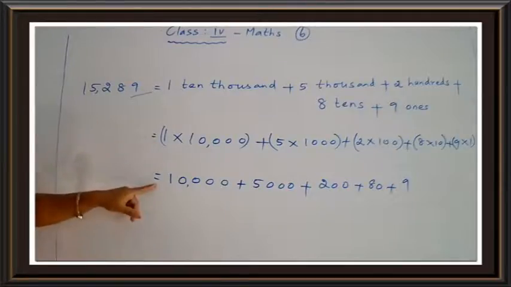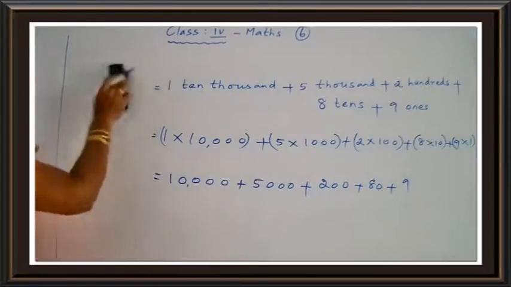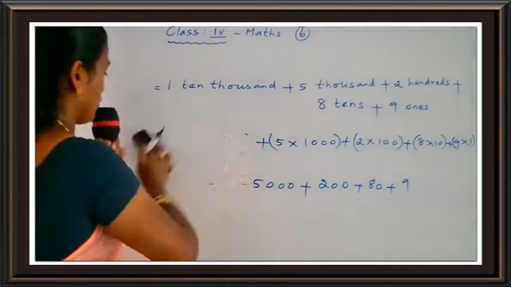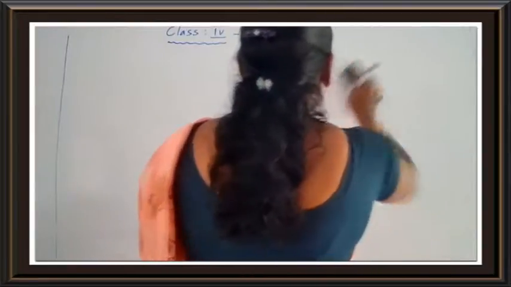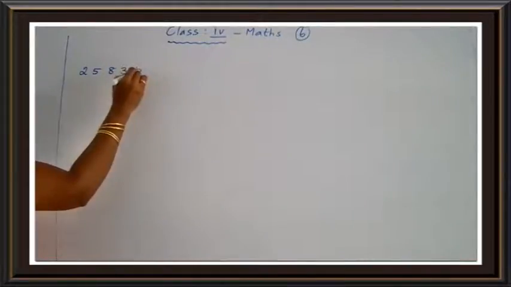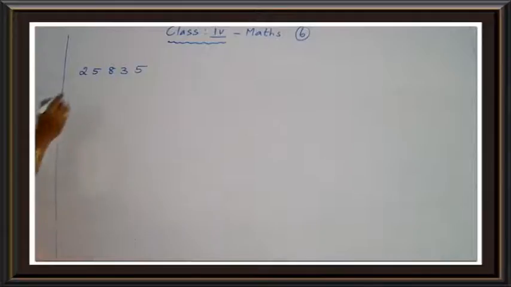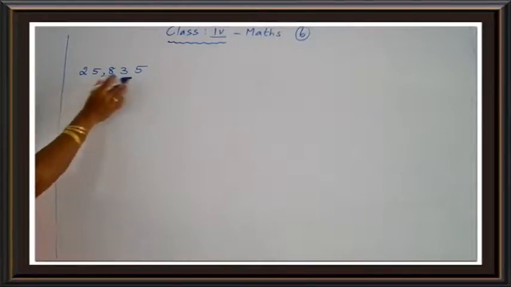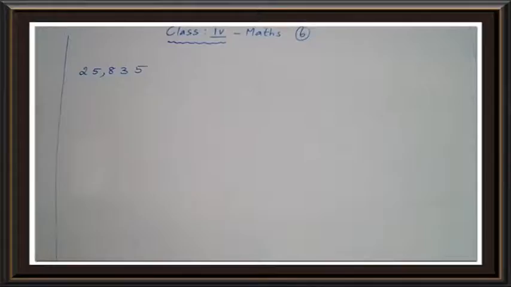Okay children, are you clear? Okay. Now one more example. Don't look here and there. Okay. So look at the board. Listen carefully. Okay, the number is 25,835. Now you write in expanded form 3 different ways.